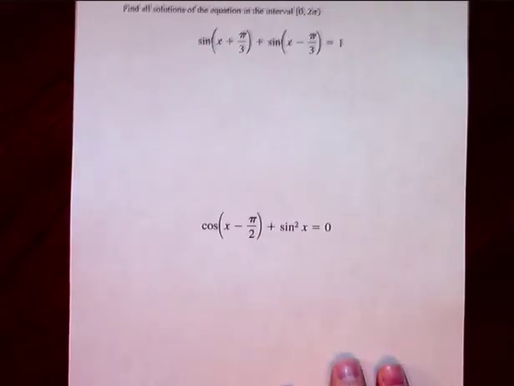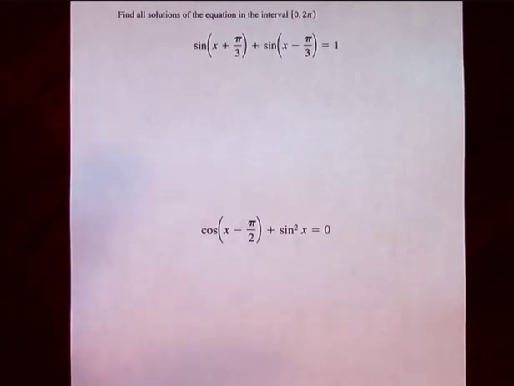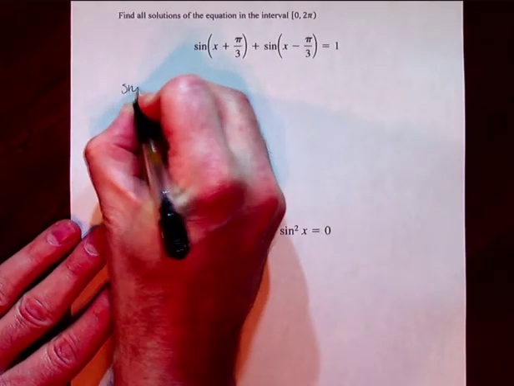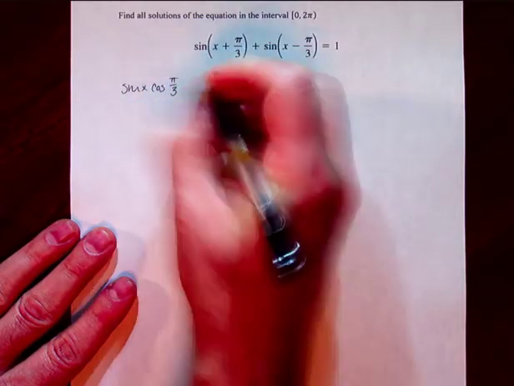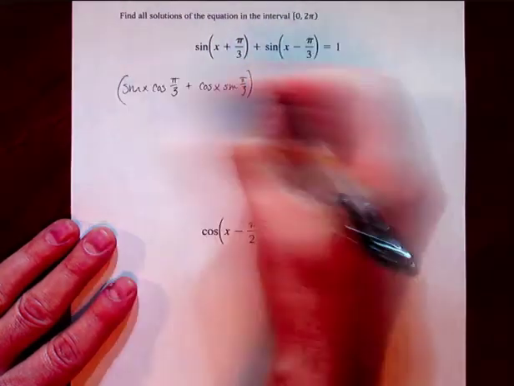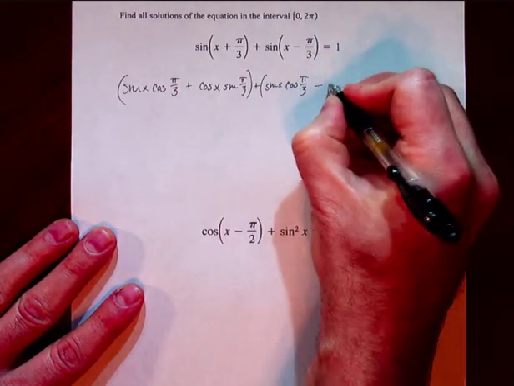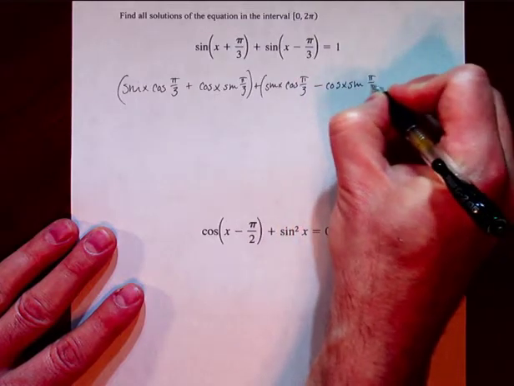Now the first one is sine of (x plus pi over 3) plus sine of (x minus pi over 3) is equal to 1. And we scratch our head and go, shucks, because we would want those to be the same angle measurement. But since we know our sum and difference formulas, we can expand it out and get sine x cosine pi over 3 plus cosine x sine pi over 3 plus sine x cosine pi over 3 minus cosine x sine pi over 3 is equal to 1.